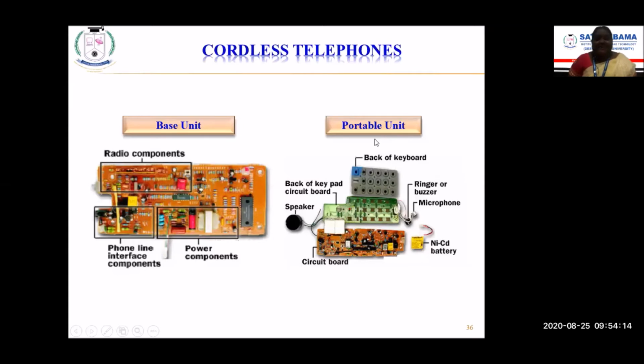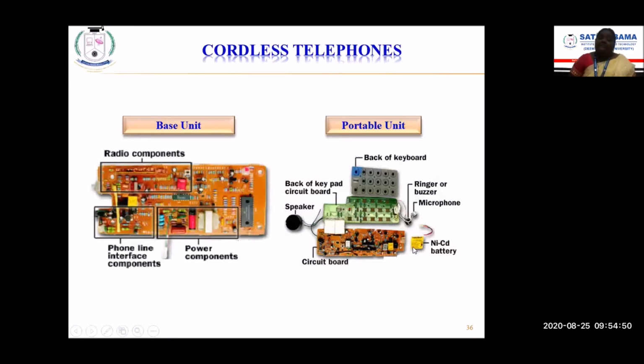Next one is the portable unit. So this portable unit, these are the internal circuitry. This is built onto the circuit board, and here we have the speaker, which connects the internal circuit to the speaker, where we'll be hearing. Okay, and this is the back of the keypad circuit board, and this is the ringer or the buzzer. Whenever a call is being received, this ringer will ring. And this is the mouthpiece, the microphone, where it is connected.